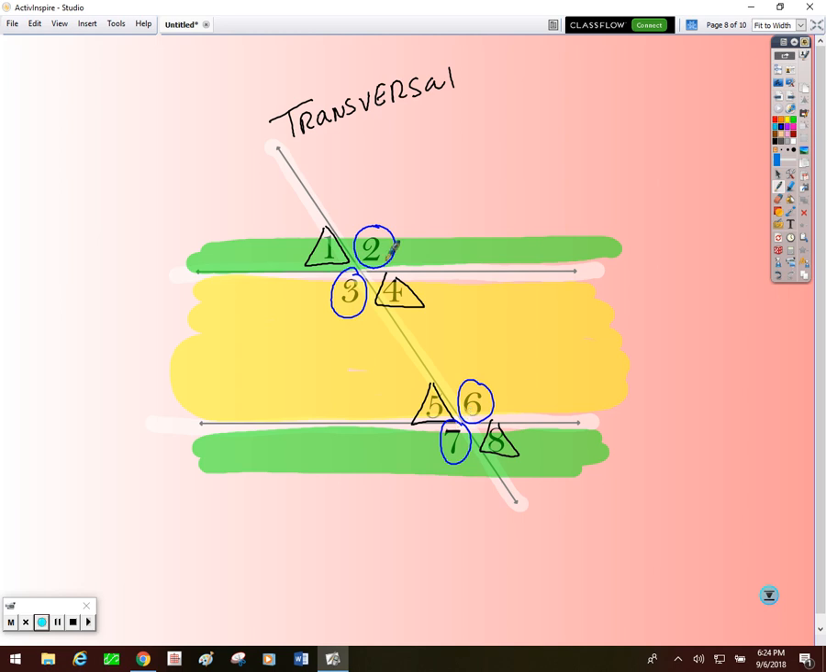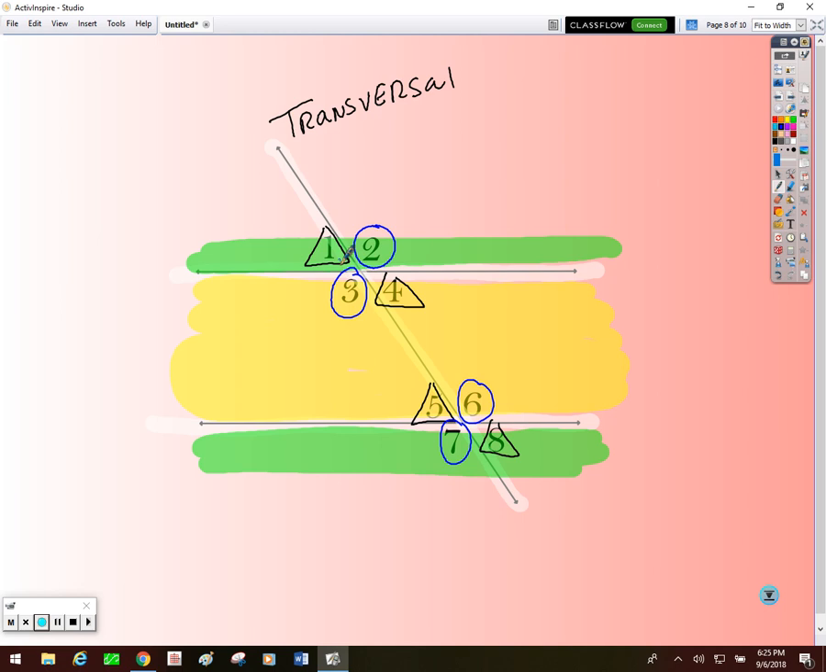I can see right now 2 and 3 are congruent. 3 and 6 are congruent. 6 and 7 are congruent. 2 and 6, 3 and 7, or even 2 and 7. Okay? So all of those, and then all we have to do is start putting the names with them. 1 and 4 are congruent. 4 and 5, 5 and 8, and even 8 and 1. So all of these, the same shapes, means they're going to be congruent.